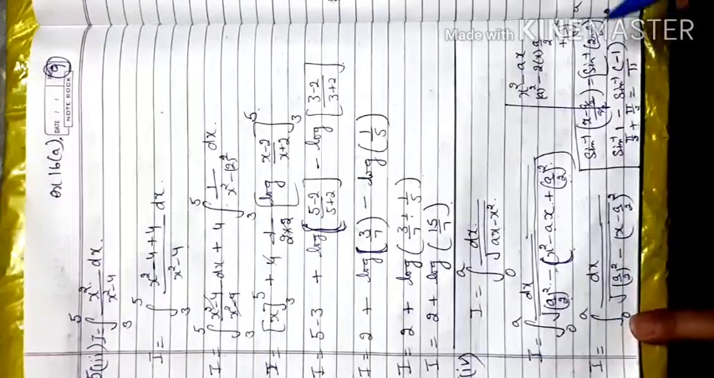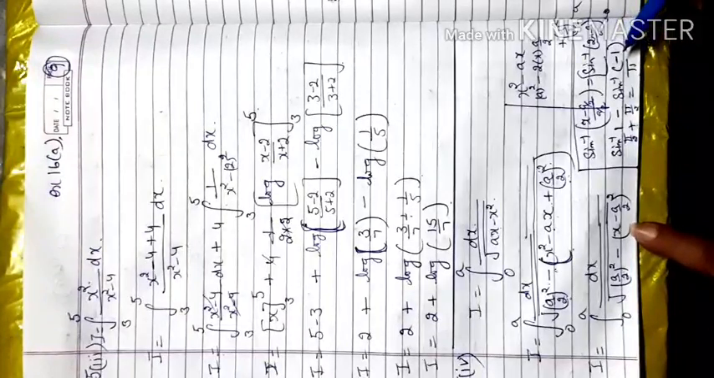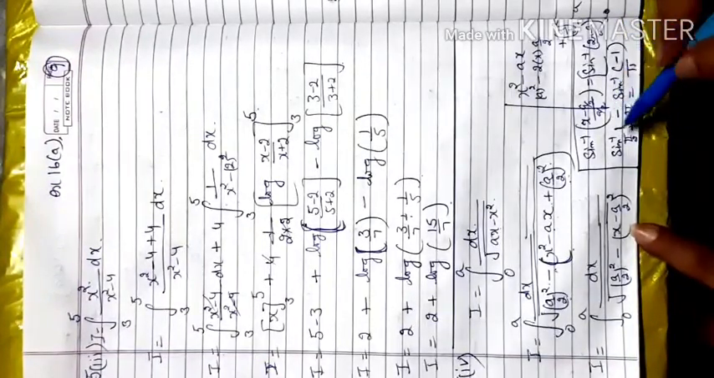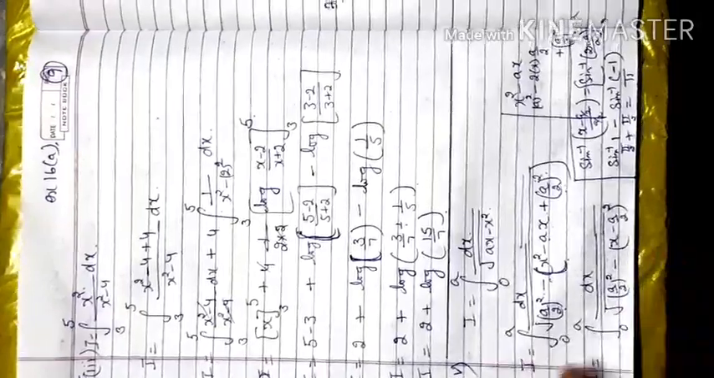When you apply the limit, only sine inverse 1 minus sine inverse minus 1 within the bracket is left. We already did this in the inverse trigonometry rule: if any angle is negative within the bracket, the negative sign will be taken out. So that becomes sine inverse 1 plus sine inverse 1, that is pi by 2 plus pi by 2, which is equal to pi. So that will be my answer.